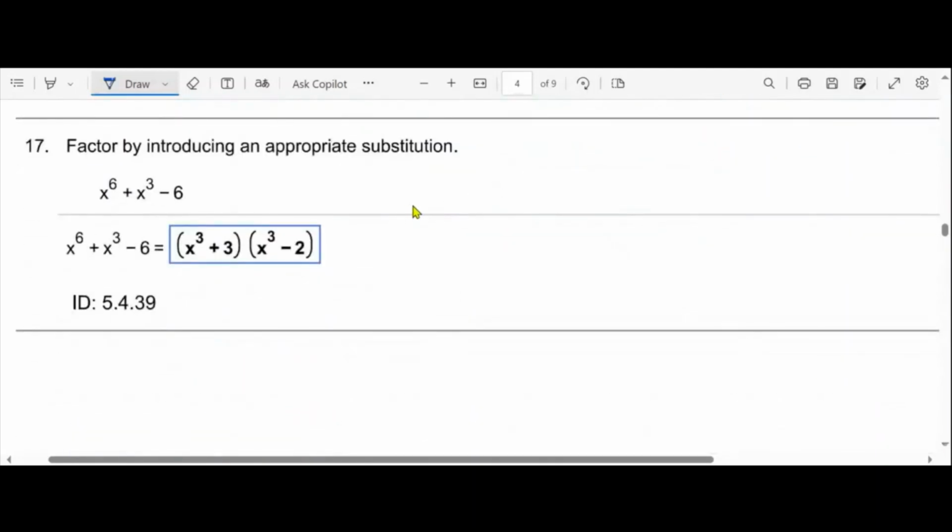Okay, number 17. Factor by introducing an appropriate substitution. Okay, substitution, what does it mean? Replacement.